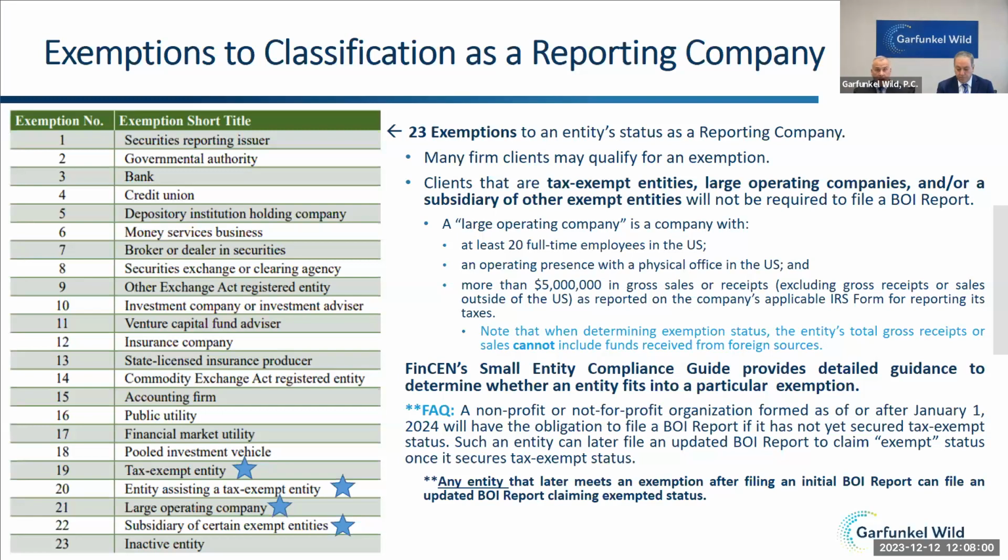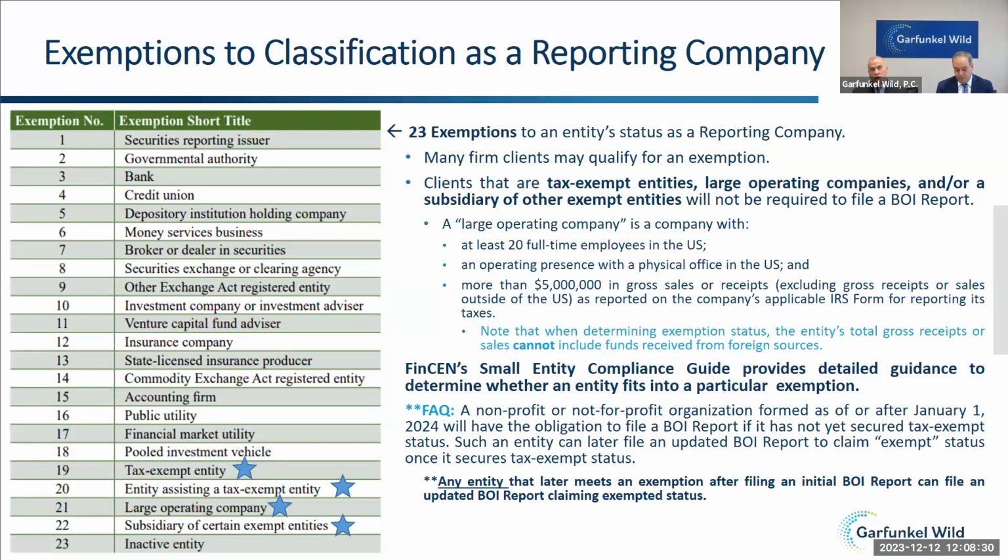Now, importantly, many of you are probably saying, well, if I form an entity in the future, it is anticipated that we're going to have at least $5 million of gross revenue, and we're going to satisfy the other tests. It is unfortunate, however, but when you form that entity, at that point, you do not have $5 million of gross sales. So accordingly, you will have to file a BOI report. Now, later on, you can become exempt because you do satisfy these criteria, but you will, in fact, need to file an initial BOI report.